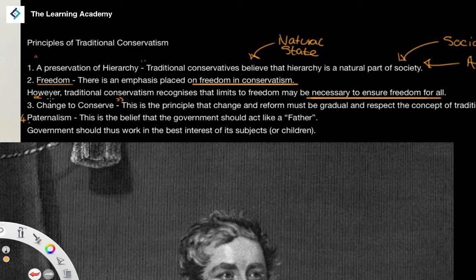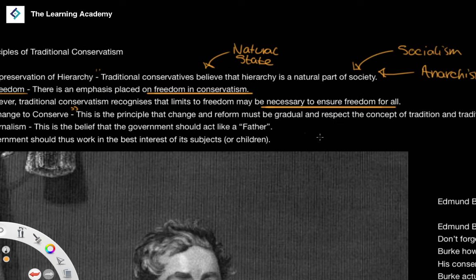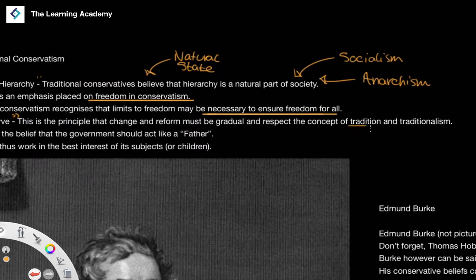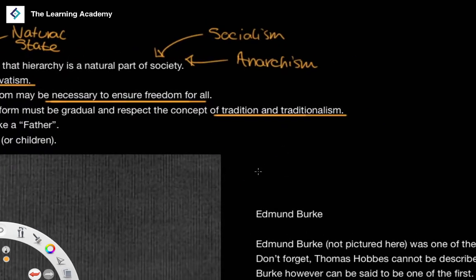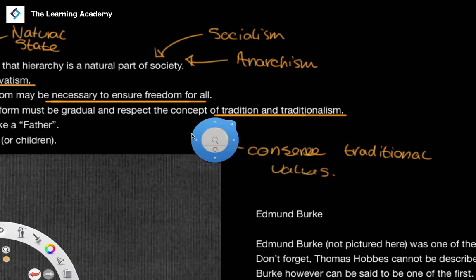Conservatism is just the viewpoint that change has to be slow, it has to be gradual, and whatever change happens, it must respect the traditions and traditionalism that existed in society beforehand. So there must be changes within society, but these changes must conserve traditional values.